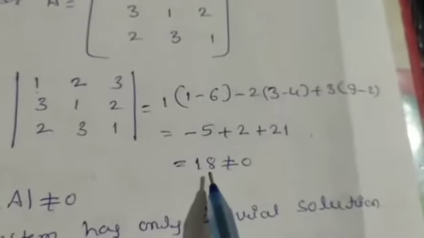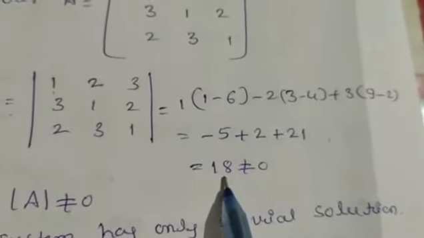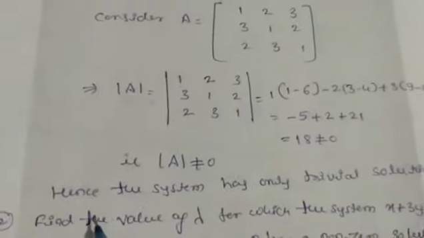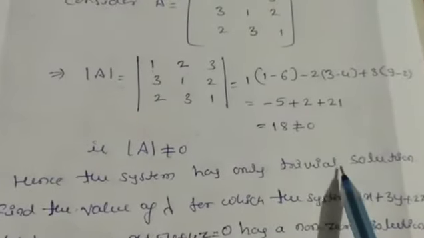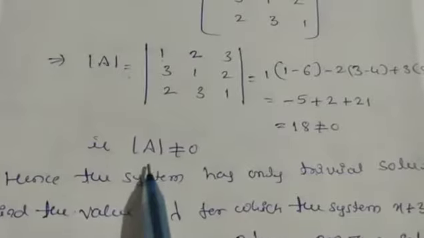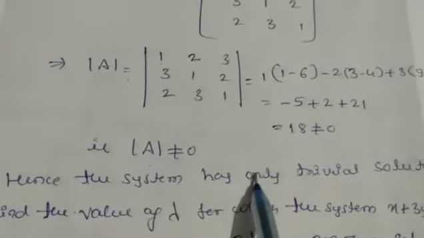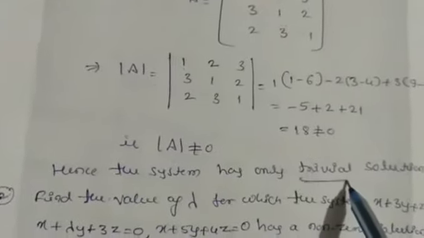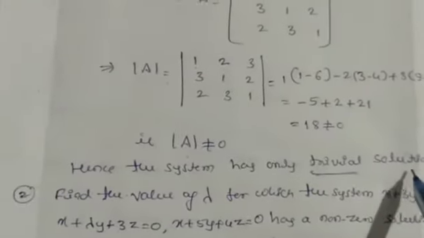So you just see whether it is 0 or not, that is important here. It is 18, so it is not equal to 0. So the determinant of A is not equal to 0. Hence the system has only the trivial solution. For a non-trivial solution, it should be equal to 0. Here the determinant of A is not equal to 0, therefore it has only the trivial solution. Just remember, it is very important. It has only the trivial solution.